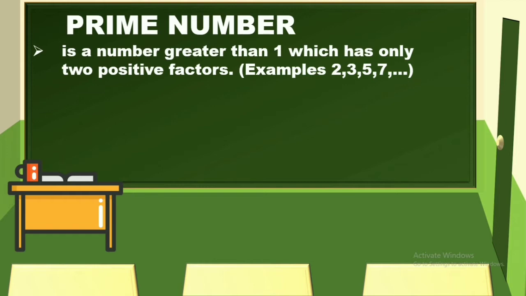Say for example 5. So what are the factors of 5? So we have 5 times 1. So we have only 1 and the number itself. That's why 5 is a prime number.